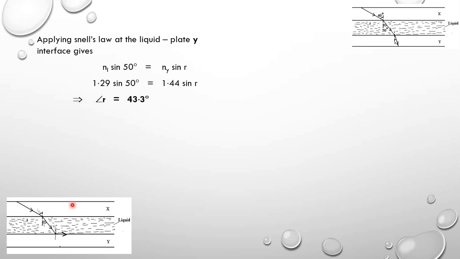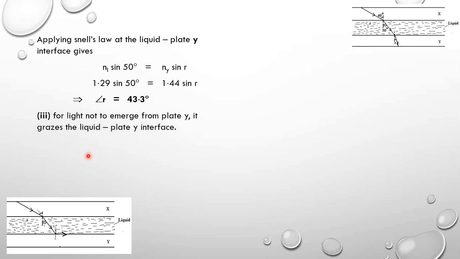Then lastly, they want us to get the minimum angle of incidence for which the ray will not emerge in medium Y. So it means it will be grazing, so the angle of refraction at Y is going to be 90 degrees. And therefore, this one is going to be IL, and this is also going to be IL, and this is Ix. So we are looking for Ix.